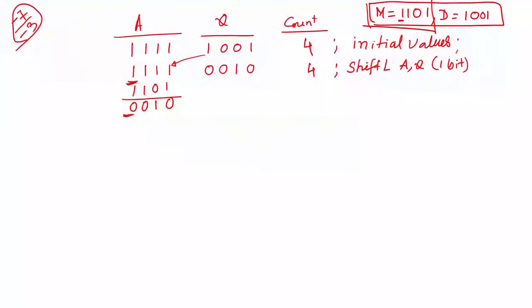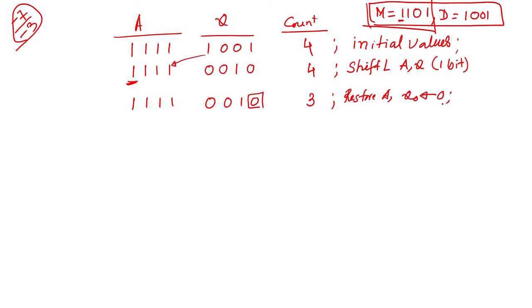So, therefore, what do we do? So, we restore it, set Q, this should be 3. So, we restore it, Q0 is 0. So, only one bit we touched. So, therefore, another 3 bits.